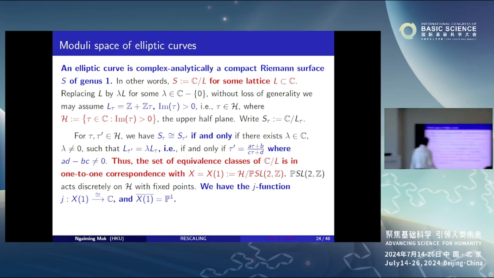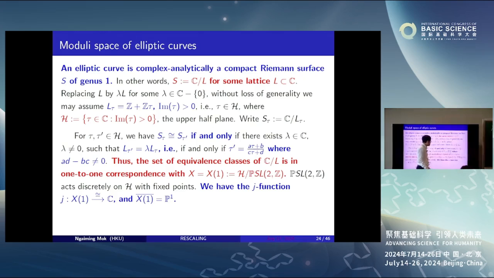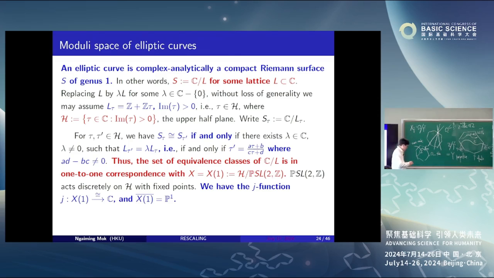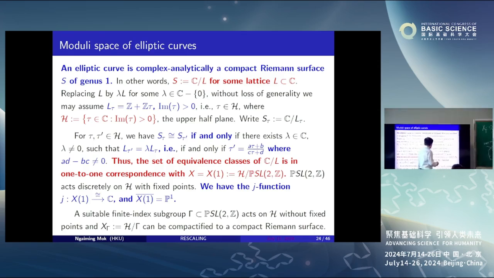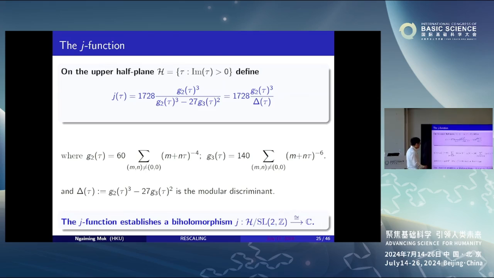Now, for τ and τ' belonging to H, we have S_τ isomorphic to S_τ' if and only if τ' is (aτ+b)/(cτ+d). So it's acted on by SL2Z. Therefore, the set of equivalence classes of elliptic curves is simply given by H modulo PSL2Z, and this is given by the J function. And this is standard information about the J function. The J function can be computed from the lattice, or defined by the lattice. And it's a quotient of two modular forms of the same degree.